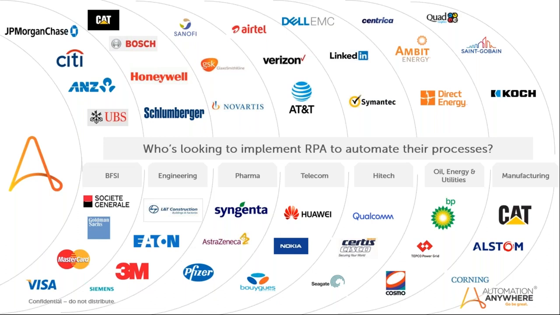You take it as like the banking and finance sector, you have popular examples like Chase, Citibank, MasterCard, Visa. They are all our customers. They use RPA in their day-to-day operations. Similarly, in engineering, you can look at Honeywell, Bosch, Caterpillar. In the pharma industry, you can look at GSK, Novartis, AstraZeneca, for example. Similarly, you can look at different industries here.